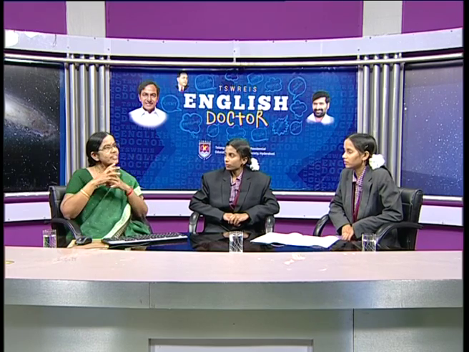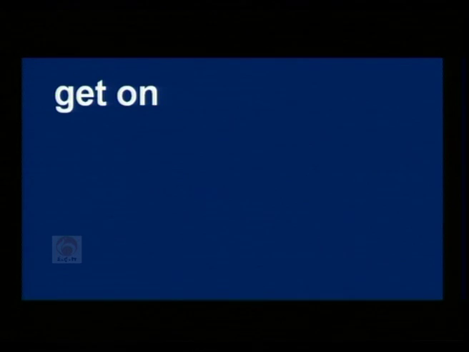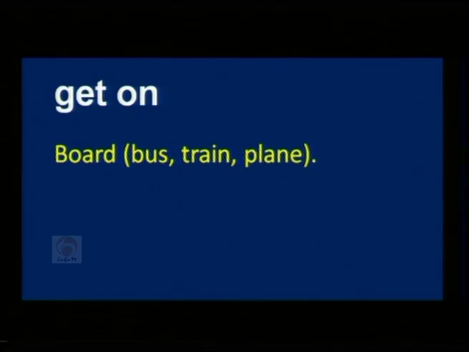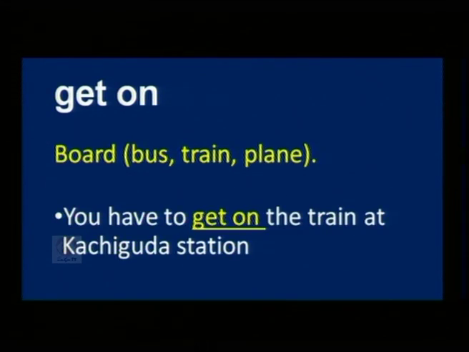So, for that action of getting into something, we don't say climb here. Do we ever say I climbed the bus? No, ma'am. No, but what should we say? Get on. Okay, look at the screen. Get on means? Board a bus or train or plane. Right, board a bus or train or plane. Fine. So, you have to get on the train at Kachiguda station. All these sparrows who went to Azim Premji University, they have to get on the train at Kachiguda station.